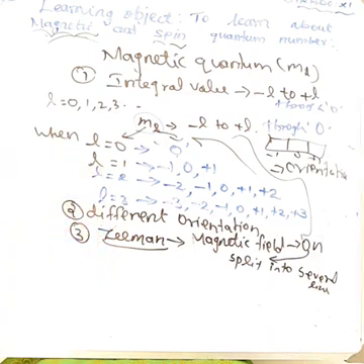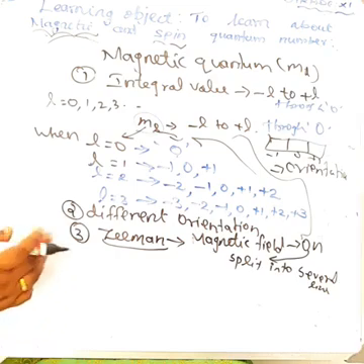Understood? In physics, you studied clearly about the Zeeman effect, the line spectroscopy. Okay, understood? So what about the third point? The Zeeman effect provides the experimental justification for this quantum number. Understood? And what about the fourth point?